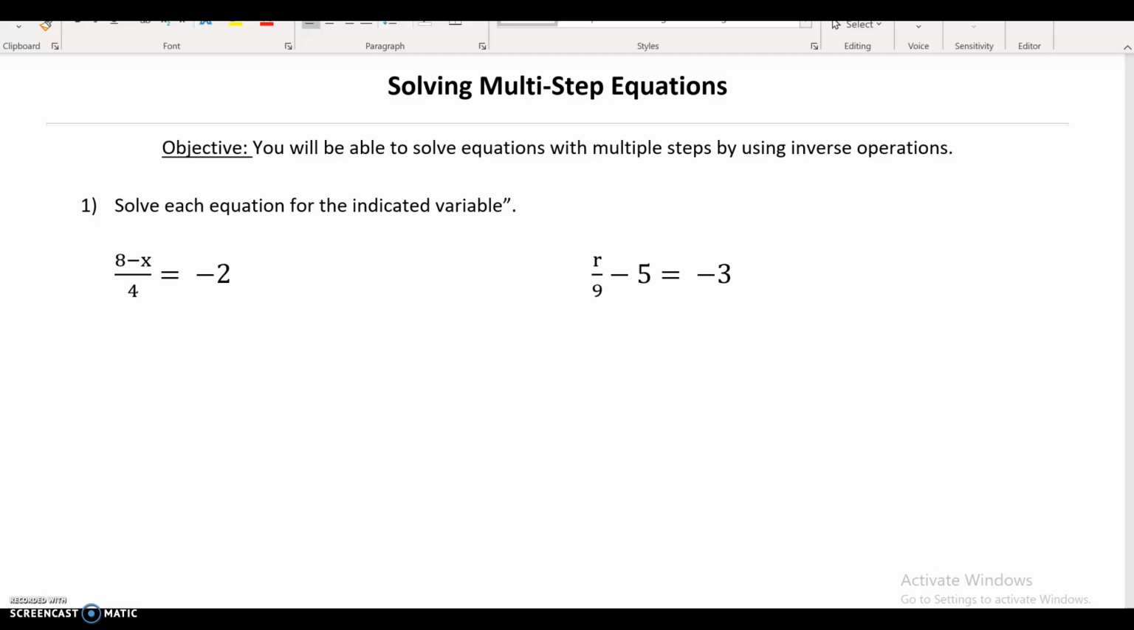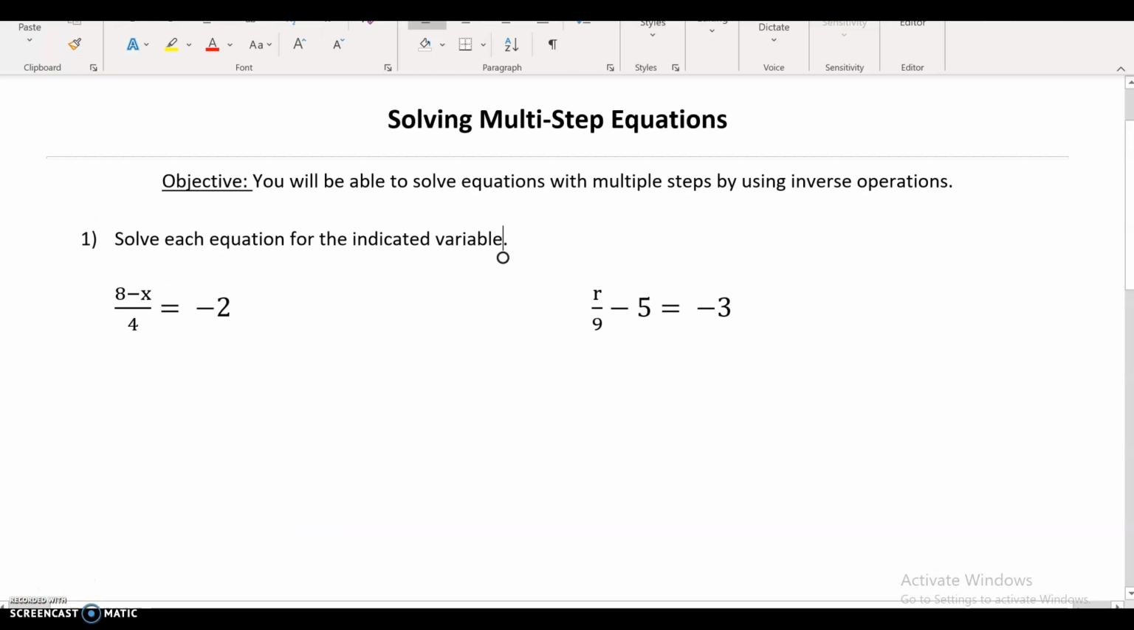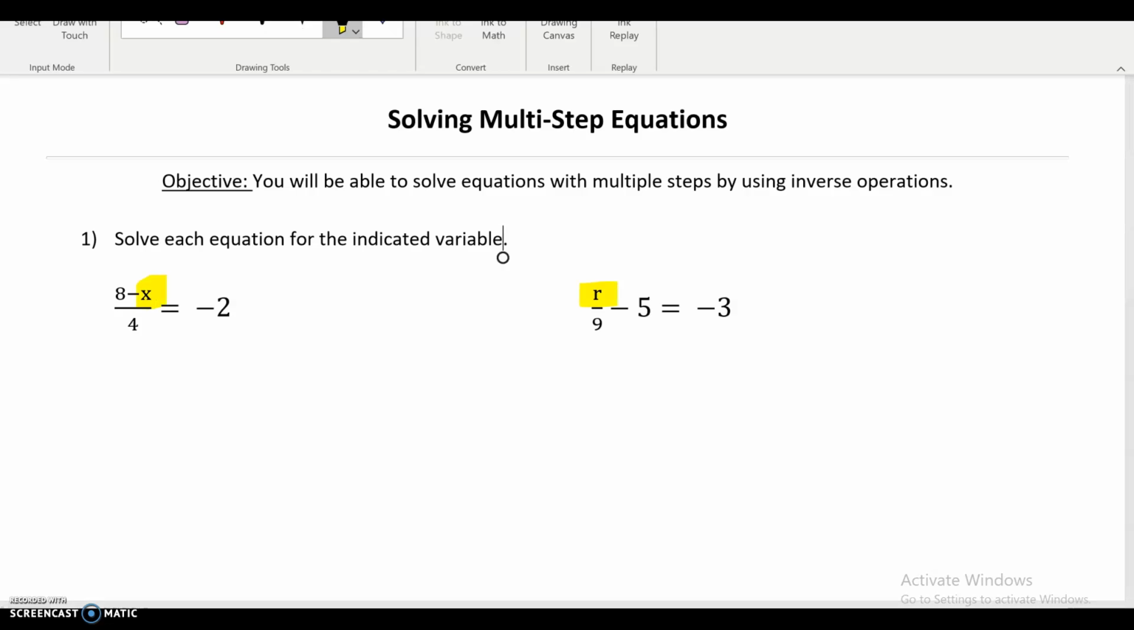Hey everyone! In this video, we're going to review and practice solving equations with multiple steps. Remembering that we will be doing that by undoing operations using what we call inverse operations. The directions say to solve each equation for the indicated variable. Just remember, a variable is only a placeholder for an unknown value, and it can be represented with any letter. In this case, we'll solve for x. In this case, we'll solve for r, so on and so forth.